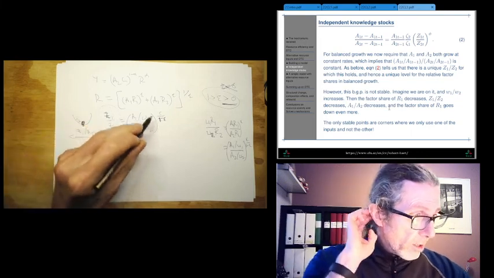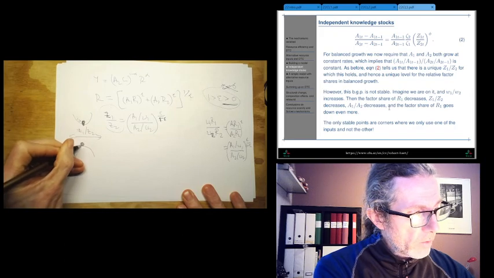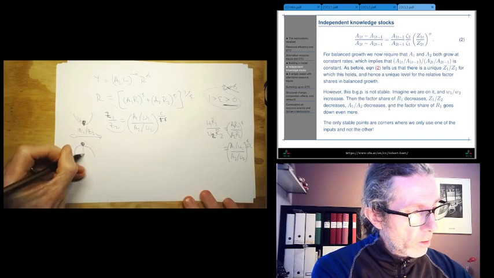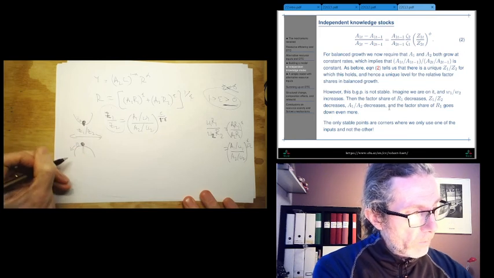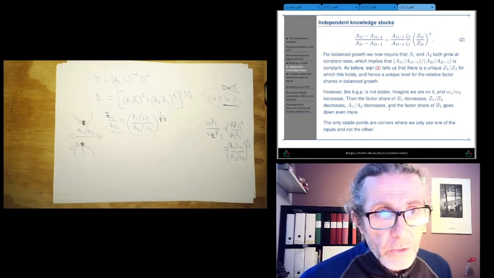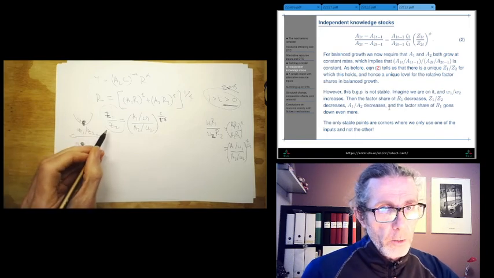But here, the opposite is the case. There is a unique value that gives balanced growth, but it's not stable. If we're a bit away from it, we head off in the wrong direction. So why is that? Well, let's see what it says in the notes. Imagine we are on the balanced growth path.